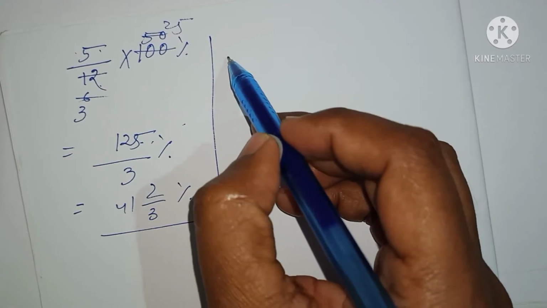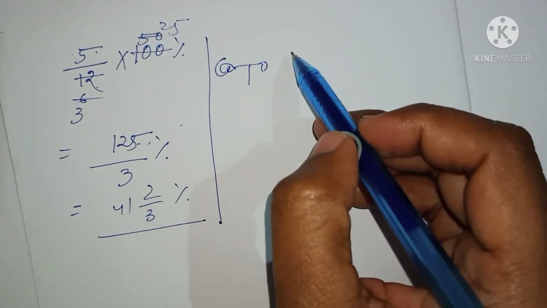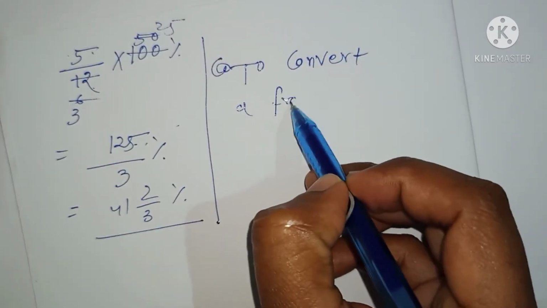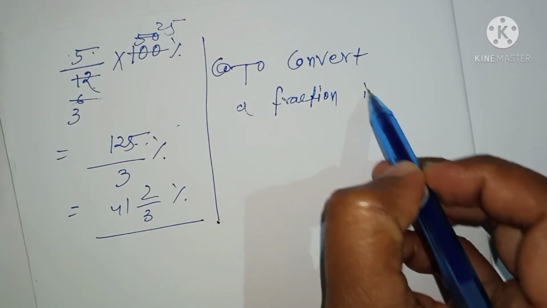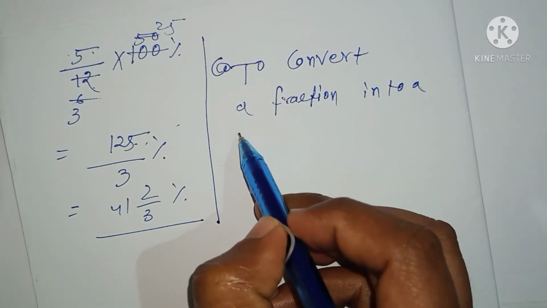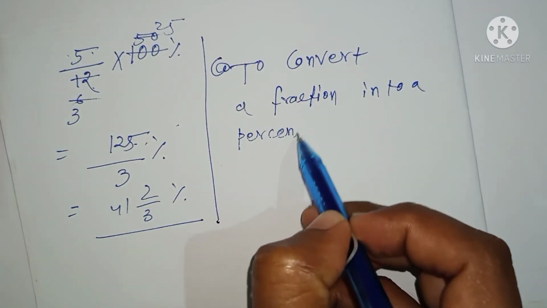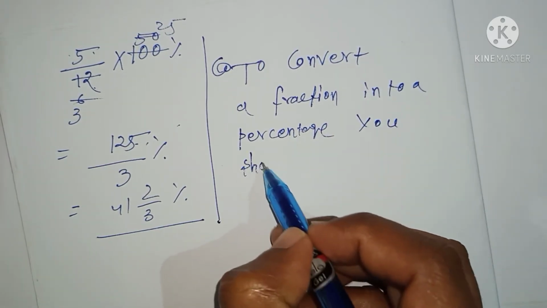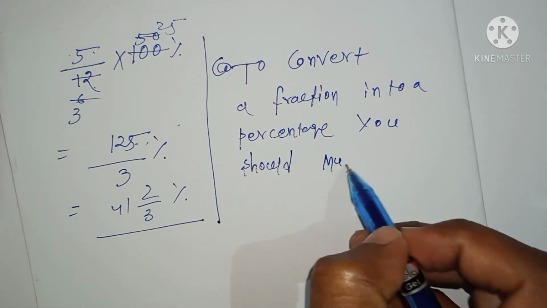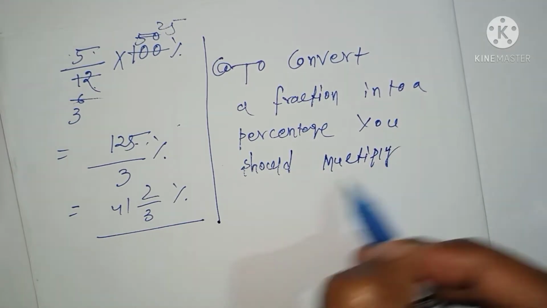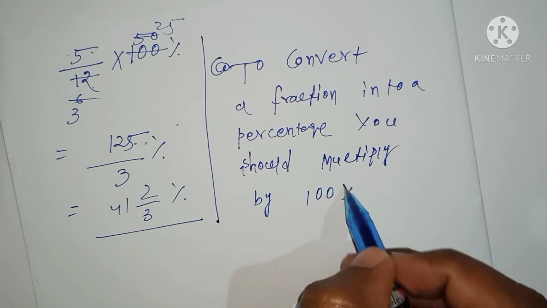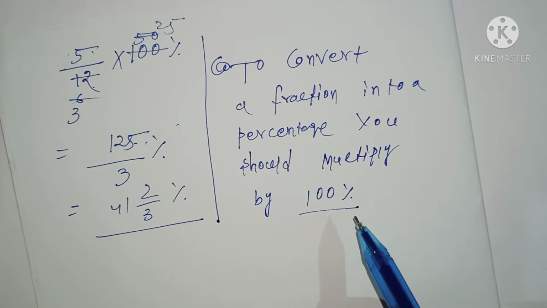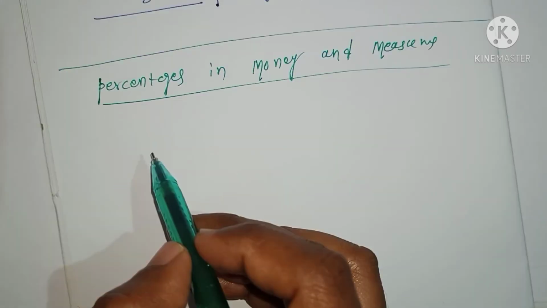It means in simple words, whenever we have to convert a fraction into a percentage, you should multiply by 100%. Simply, if you multiply by 100%, then you will get the required percentage. Is it clear to all of you?